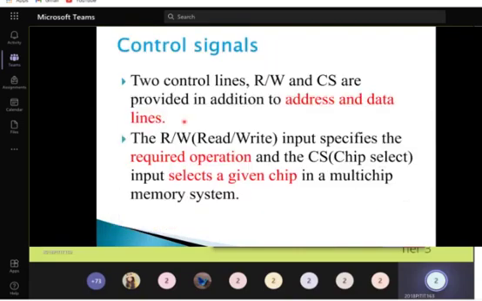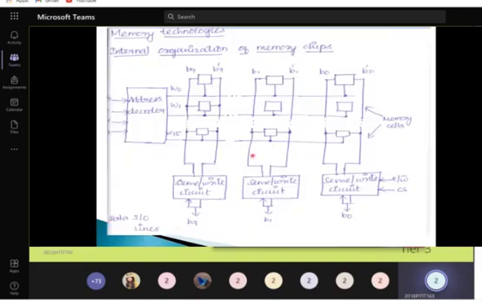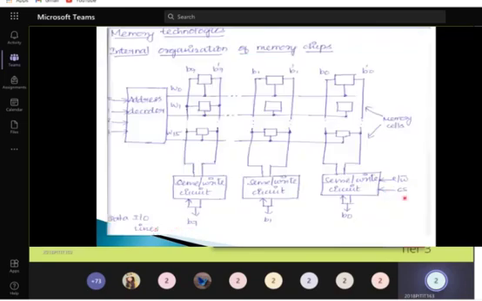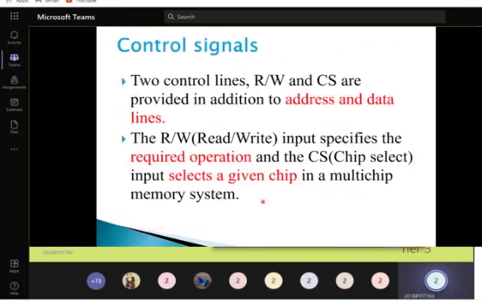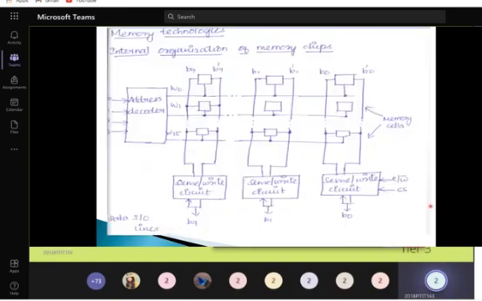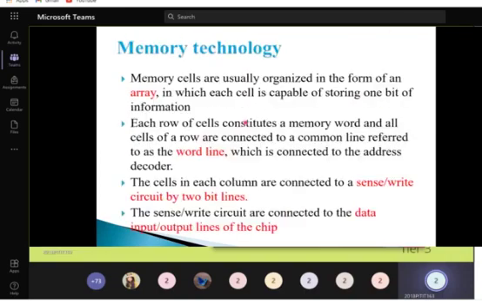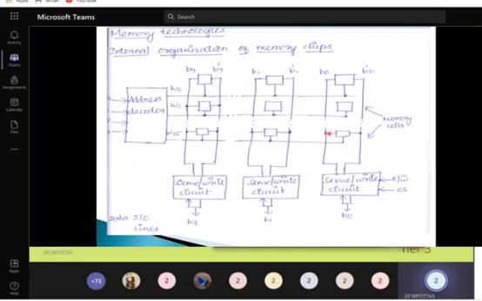So what will it do? This read and write input specifies the required operation it needs to perform, read operation or write operation. And this CS, that is chip select, will select the given chip in a multi-chip memory system. So this is about the control signals present in this memory technology.